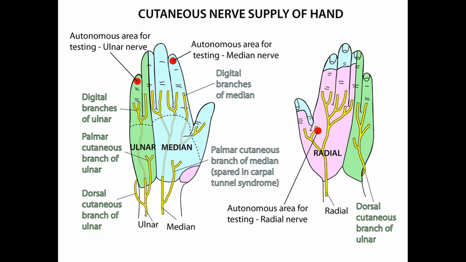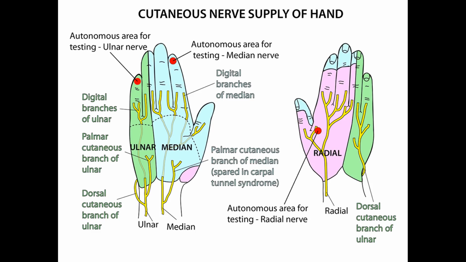So finally, let's look at the cutaneous nerve supply of the hand. Basically, the distribution of sensation is shown here as between the ulnar, the median, and then on the dorsal side, much of it is the radial, but the radial does not include the nail beds, and it does not include the medial dorsal side, which is supplied by a branch of the ulnar nerve.